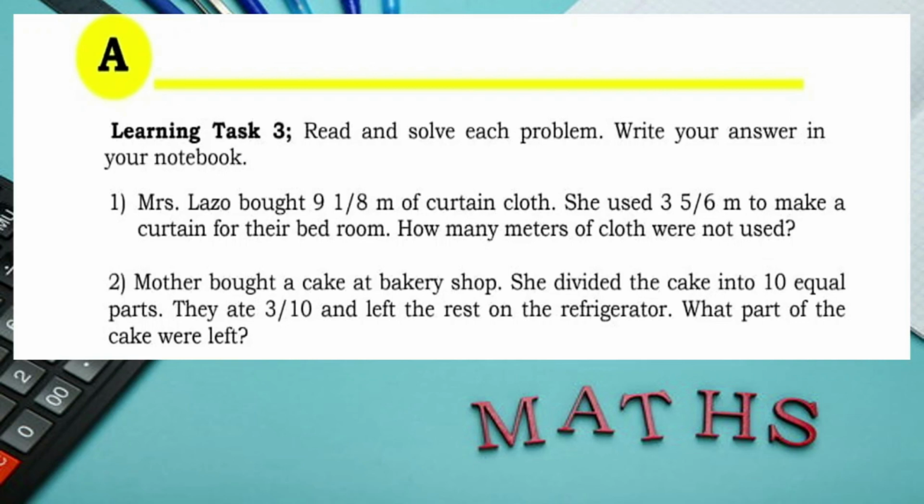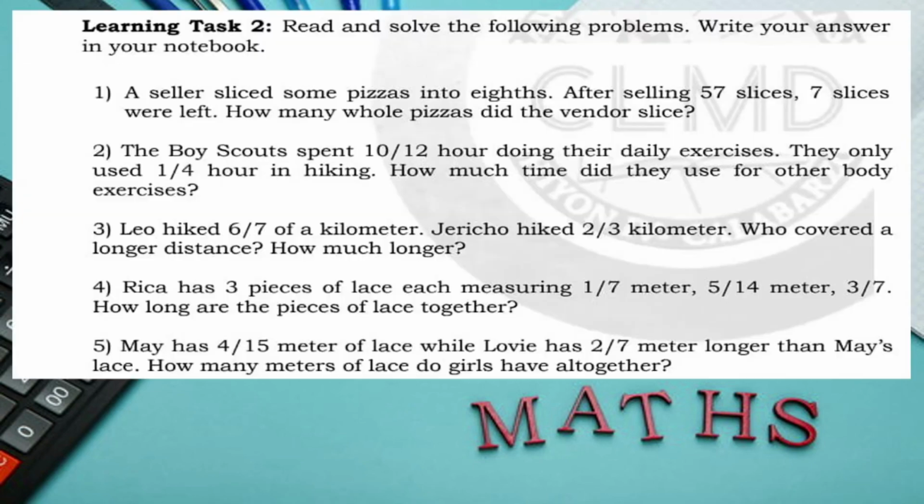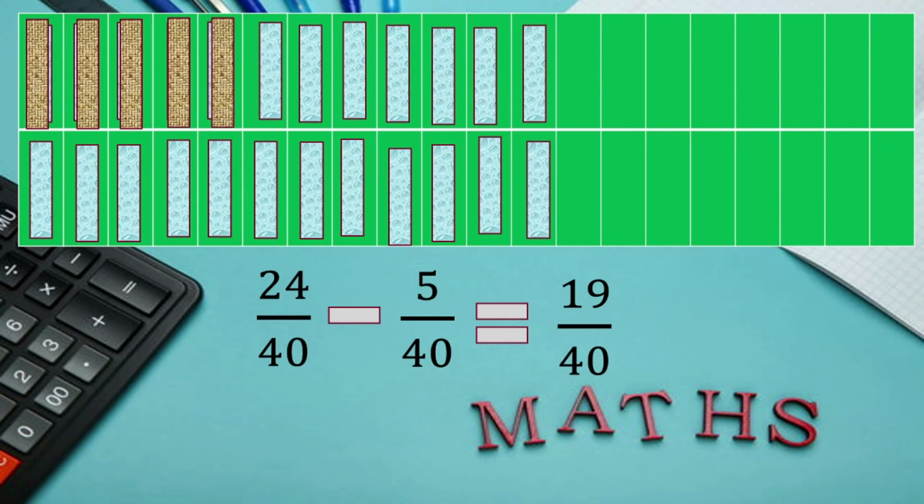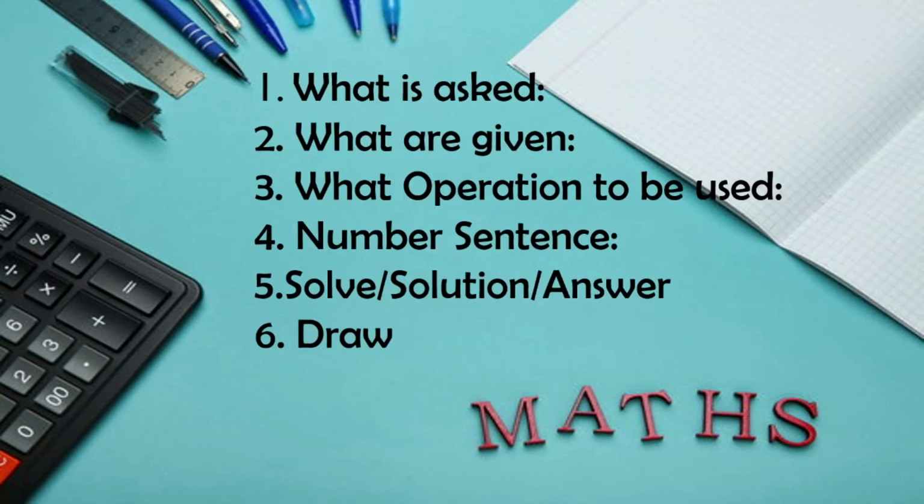The number 2, mother bought a cake at bakery shop. She divided the cake into 10 equal parts. So they ate 3/10 and left the rest on the refrigerator. What part of the cake were left? So ayan lamang po ang inyong sasagutan ngayong week na ito. Napakasimple lang po. Okay? So ayan.